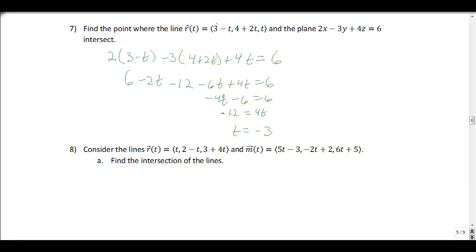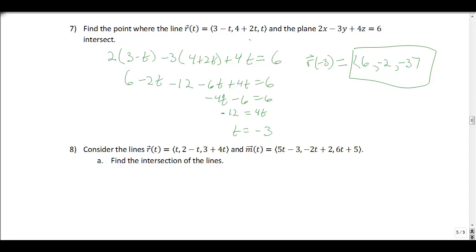And now we should just be able to find r of negative 3. That should be our answer. So 3 minus negative 3, that's 6. 4 plus 2 times negative 3 is 4 minus 6, that's negative 2. And then we get negative 3. And this really should be a point. I wrote it as a vector, but it doesn't really matter. So our point really is (6, -2, -3).